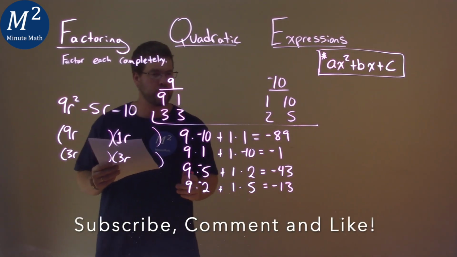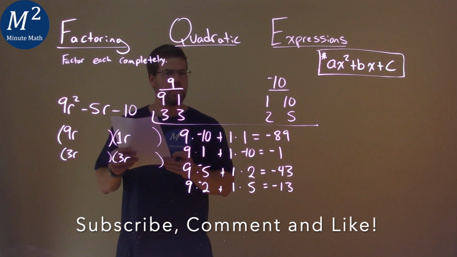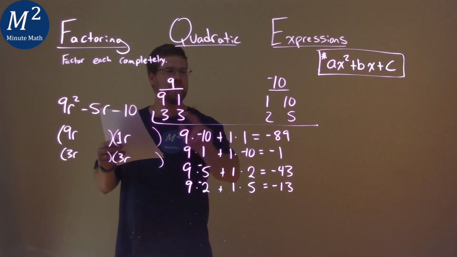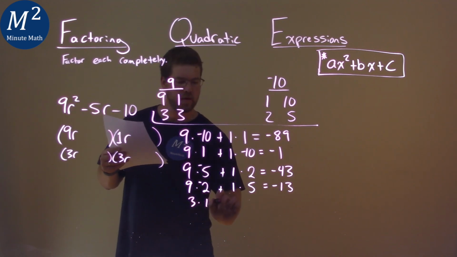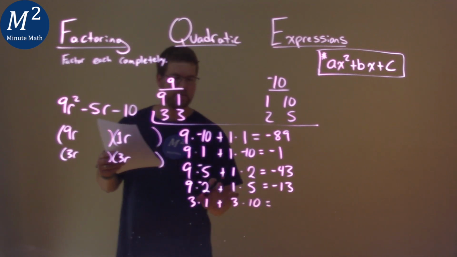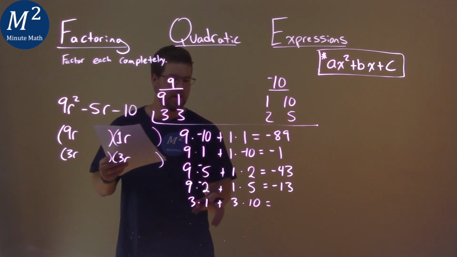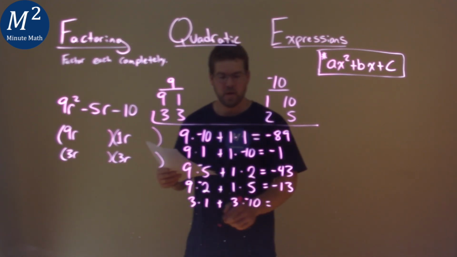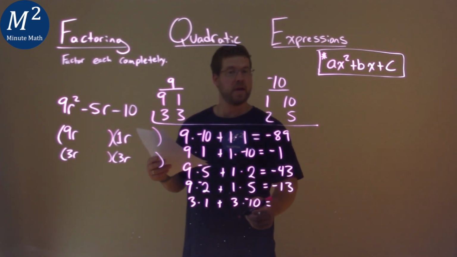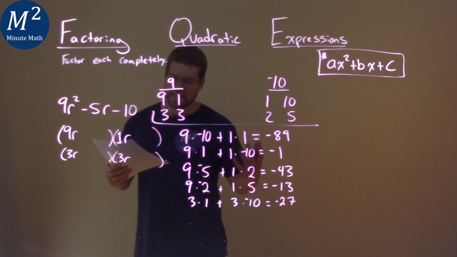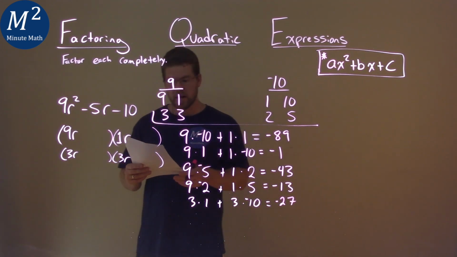Let's try the 3 and the 3. Well, let's go to the first ones here. So 3 times 1 plus 3 times 10. Since they're the same values, same a value really, we don't need to flip them around, but the larger one has to be negative, so it's this one here. 3 times 1 plus 3 times a negative 10. Well, 3 times negative 10 is negative 30, plus 3 is negative 27. Again, not equal to negative 5.